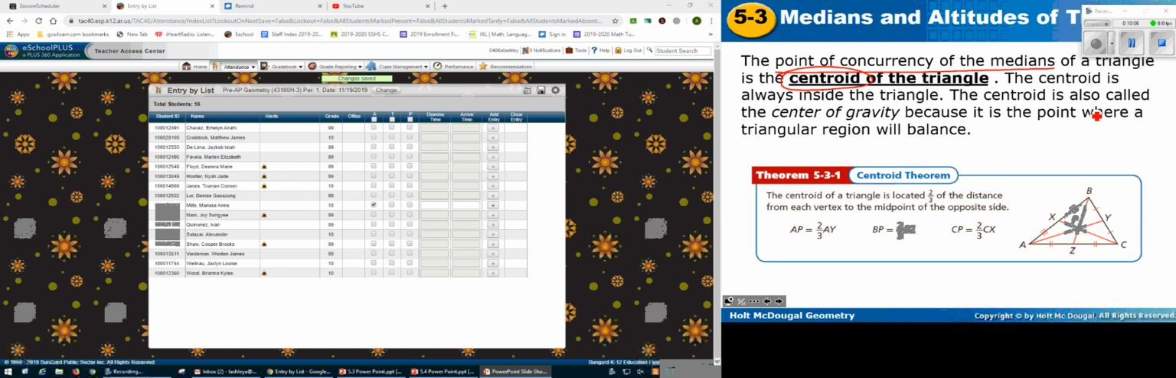So where do you think it's going to land if it's obtuse? Let's check it. So we're going to go from the vertex again to the midpoint. Estimate where you think that is. Draw in your median. Vertex, the midpoint of the opposite side. And then vertex, the midpoint of the opposite side. And where did it land? Inside.